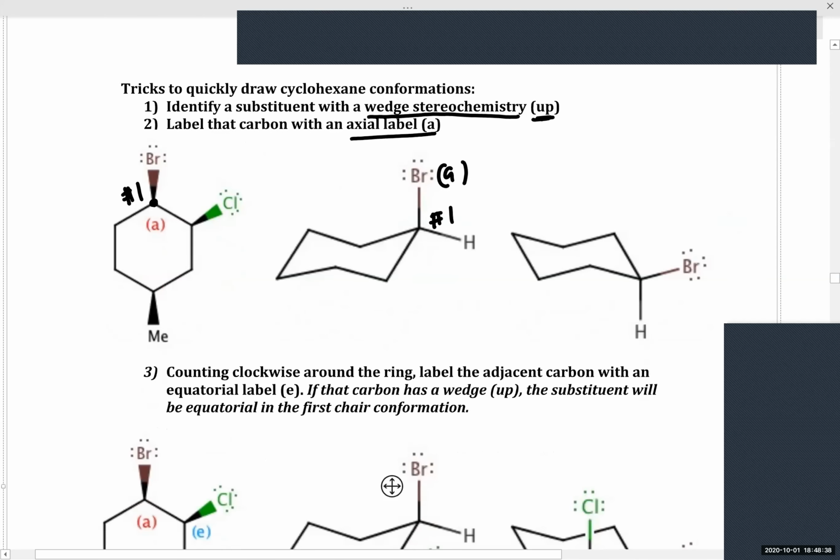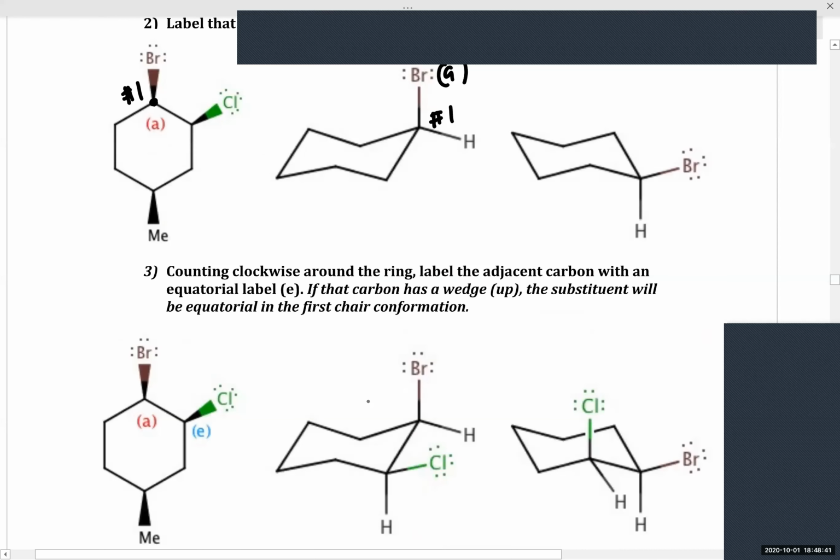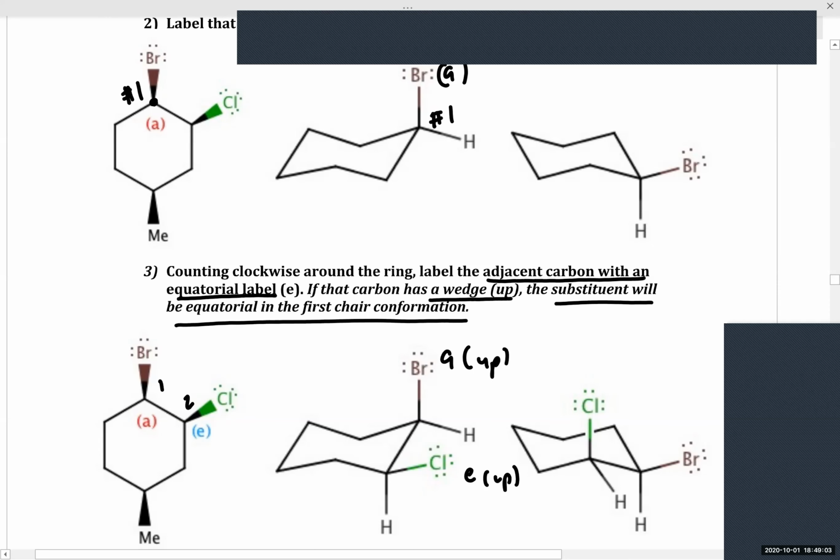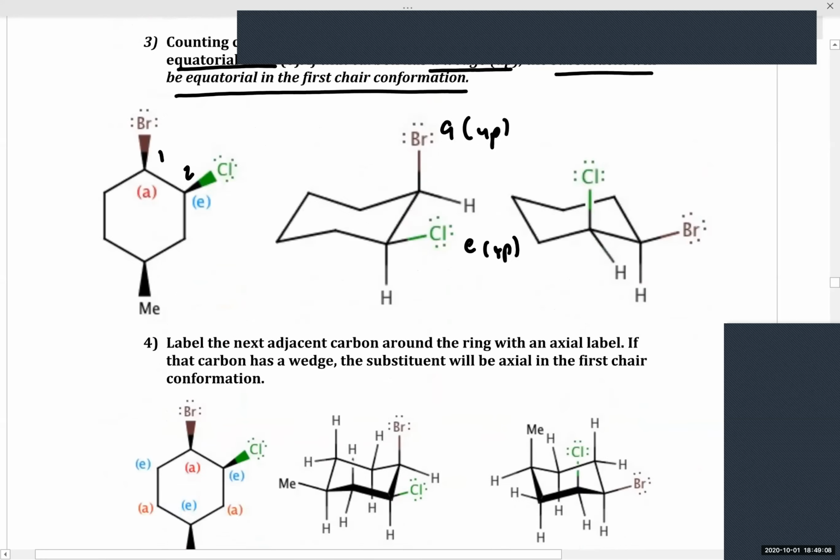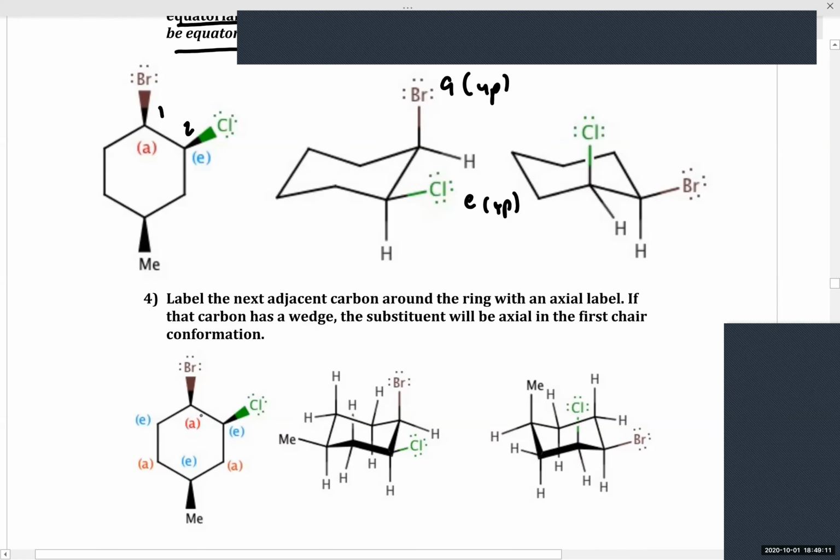Now, counting clockwise around the ring, you're going to label the adjacent carbon with an equatorial label. If that carbon has a wedge up, the substituent will be equatorial in the first chair conformation. So notice we went axial, equatorial, and both of these substituents are pointing up. You'll keep counting along the ring. So we go axial, equatorial, counting clockwise around the ring.